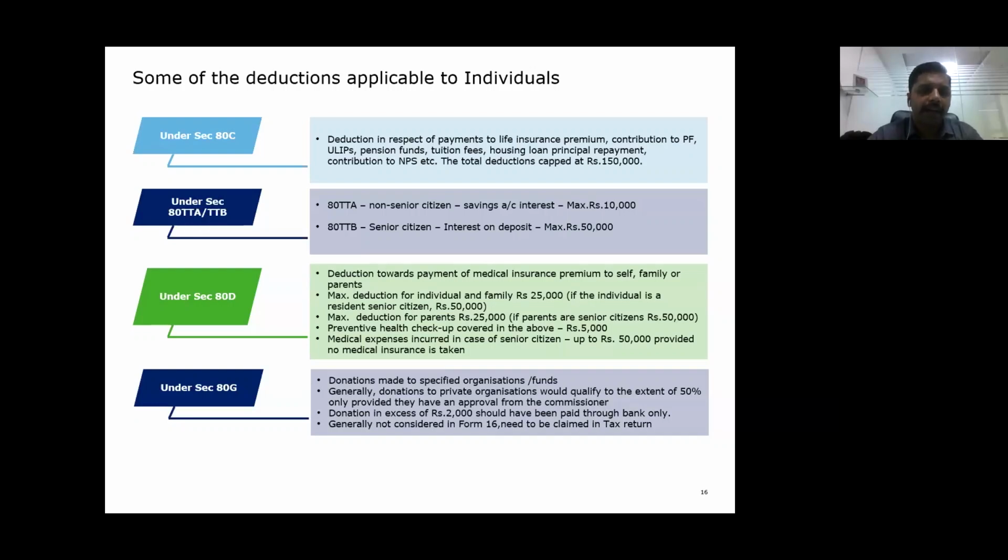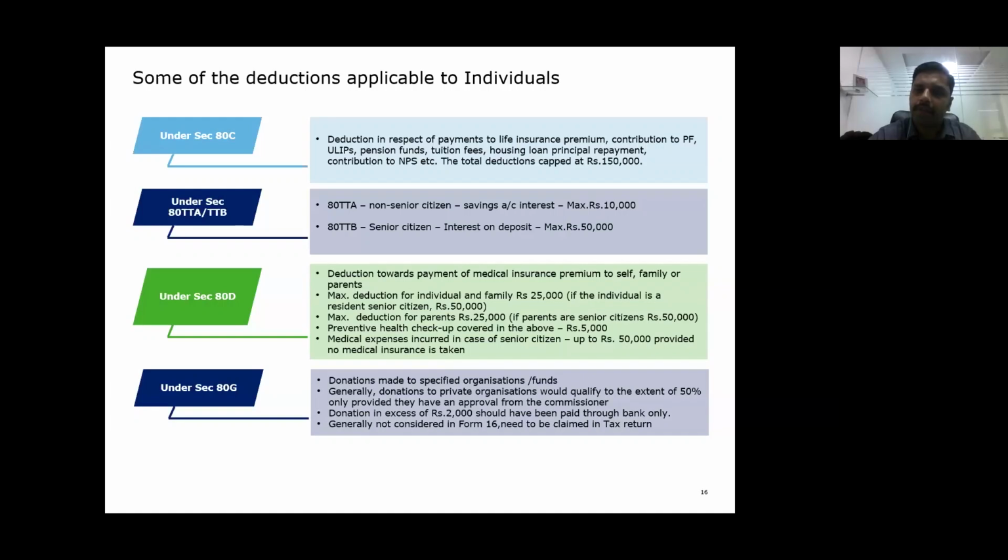Then 80TTA and 80TTB. 80TTA is for normal employees who are not senior citizens, and savings account interest for a maximum of 10,000 rupees is allowed as a deduction. 80TTB, in case of senior citizens, covers interest on deposits, whether it is savings, recurring deposit or fixed deposit.